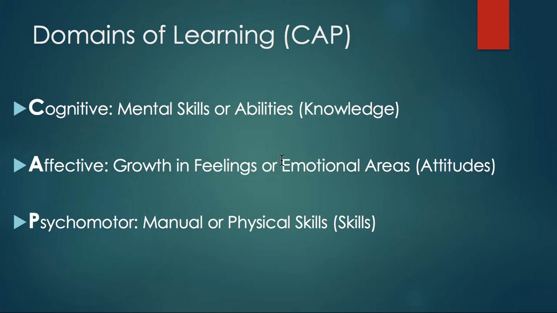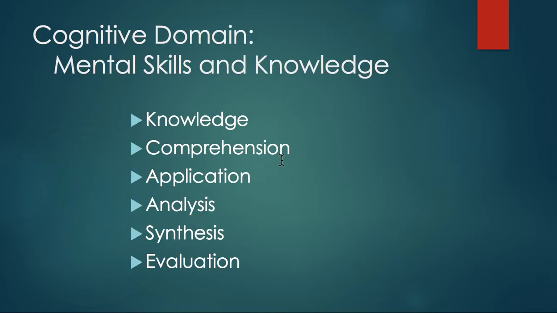Obviously, cognitive, we've talked about cognitive a lot in this course. That is mental skills or abilities or the knowledge, being able to know and process information. The second domain, affective, is feelings or emotional areas or your attitudes, and psychomotor is manual or physical skills. So the things that you can actually physically do are those psychomotor skills. Again, we're only going to focus on the cognitive domain for this class, and that is the mental skills and knowledge, and it is broken up into 6 levels. You have knowledge, comprehension, application, analysis, synthesis, and evaluation. We're going to talk about what each of those means.